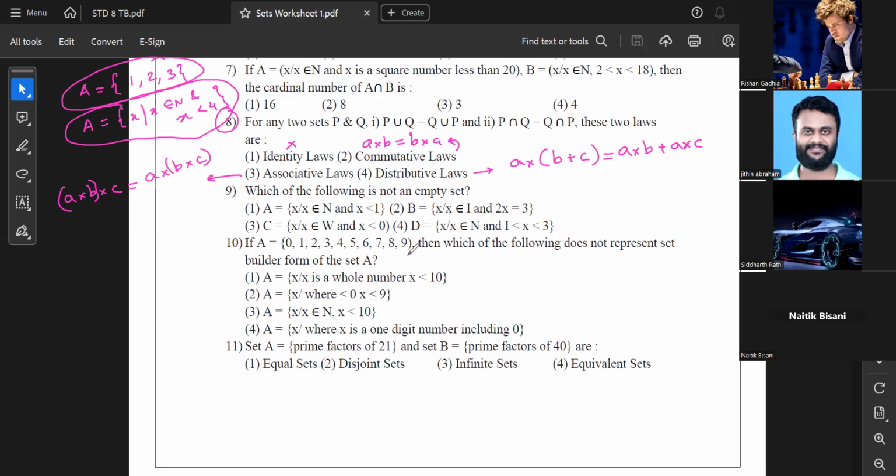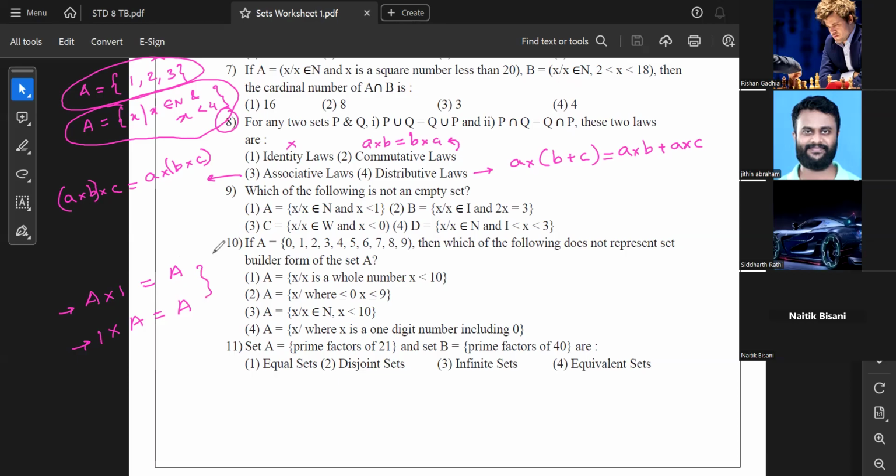Okay, maybe something like this. A multiplied by 1 is equal to A. This is law number 1. 1 multiplied by A is equal to A. This is law number 2. Two laws like this, if they come in front of you, then you say these two laws are identity laws.